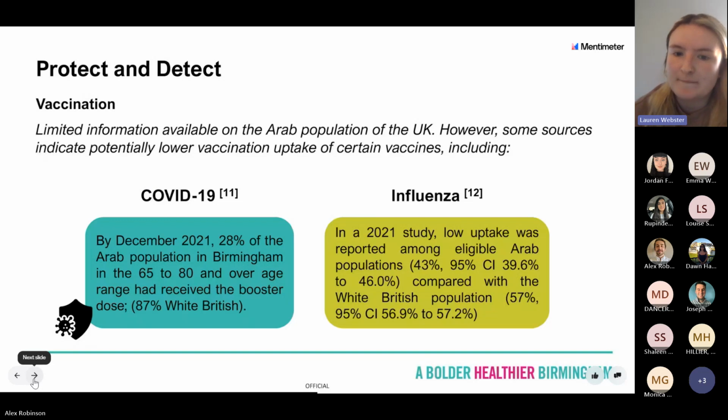With COVID-19, by December 2021, 28% of the Arab population in Birmingham in the 65 to 80 plus range had received the booster dose. In comparison, 87% of the white British population. With influenza, in a 2021 study, low uptake was reported among eligible Arab populations, so 43% with a confidence interval of 39.6 to 46%. In comparison, the white British population had an uptake of 57% with a confidence interval of 56.9 to 57.2. Next slide, please.